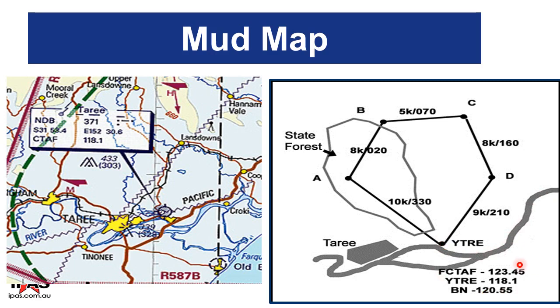Down here I've got some frequencies: the fire CTAF, the Common Traffic Advisory Frequency, 123.45, Tyree CTAF 118.1, and Brisbane Centre on 120.55. So I don't have to refer to my map, and I don't have to pull my en route supplement out, my reference books. Everything there is on my mud map.